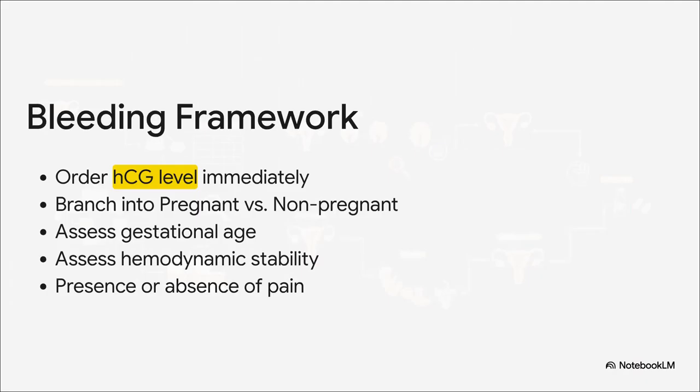So first things first, if your patient is of reproductive age and has abnormal uterine bleeding or secondary amenorrhea, you must immediately order an HCG level. This branches your logic right away into pregnant versus non-pregnant pathways. Never, ever assume a patient isn't pregnant. Once you have that HCG result in hand, you layer on the other key variables: gestational age, hemodynamic stability, the presence or absence of pain, ultrasound findings, cervical os status, and uterine tone. Doing this instantly narrows down your differential. Think of this as your universal bleeding framework.